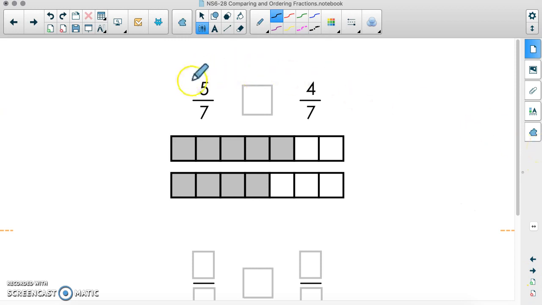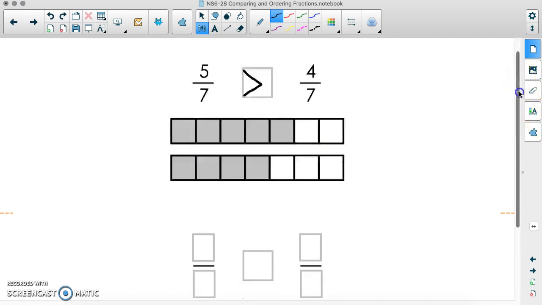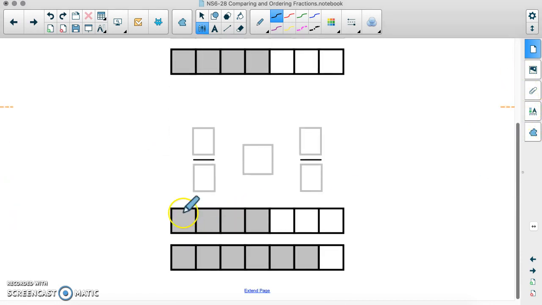Now, if we look at this one here, we have 5/7 or we have 4/7. Based on the pictures, we can see that 5/7 is larger. There's more shaded squares. And then if we look here, we are now given 4/7 in the first one. We know this because there's 4 shaded and there's 7 blocks in total. Or we have 6/7, and we know this because there's 6 blocks shaded and 7 blocks in total. We can see based on the pictures that 6/7 is greater than 4/7, or we could say 4/7 is less than 6/7.